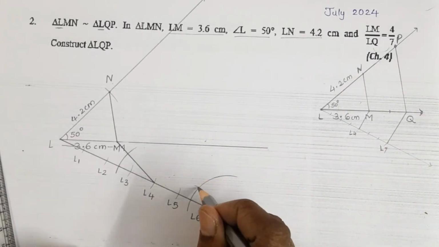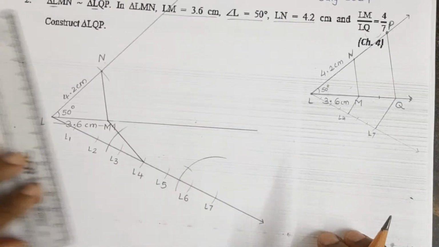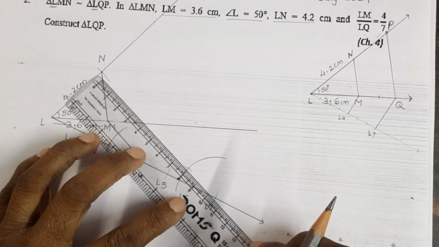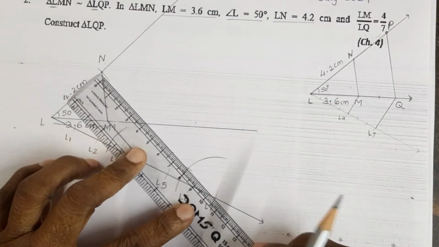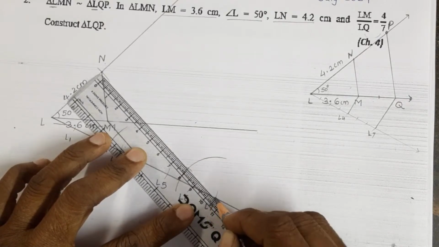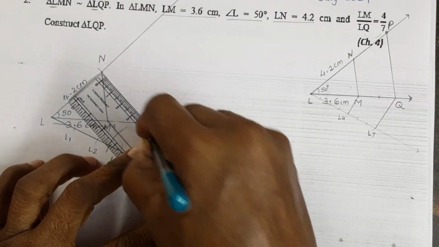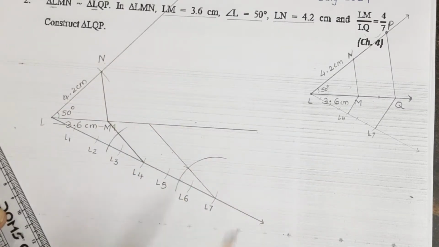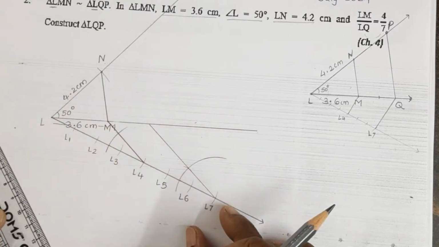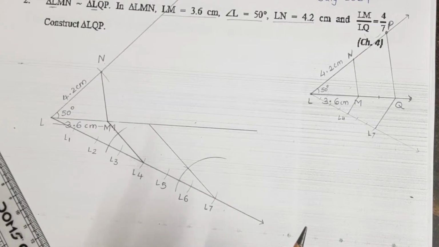Then this intersecting point and L7, join, and make the line segment up to the LM, draw this line segment up to this part. So now students, these two segments are parallel to each other. See here, this segment and this segment are parallel. That's why our construction is right, students.